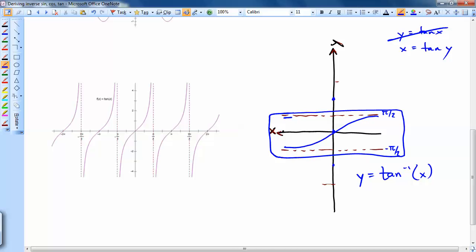So a couple things to note. Domain is all real numbers. The range is negative pi over 2 to pi over 2. I shouldn't have put a bracket there. It's non-inclusive because you can never actually get to them.